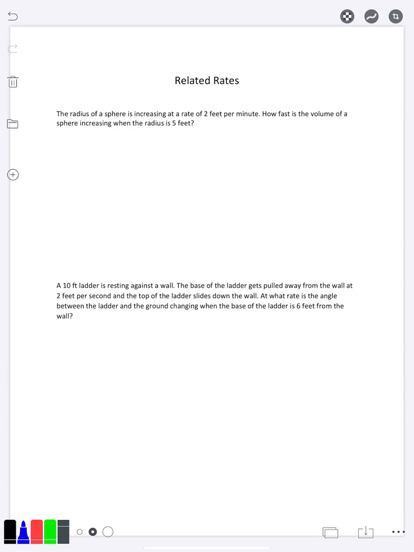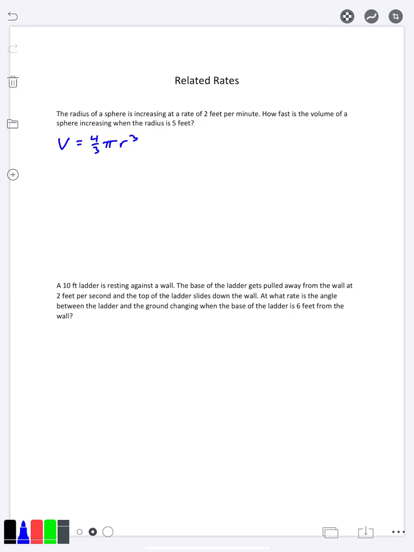It says the radius of a sphere is increasing at a rate of 2 feet per minute. How fast is the volume of a sphere increasing when the radius is 5 feet? So we're talking about a sphere here, and we're talking about a volume, so you need to know that the volume of a sphere is 4/3 pi r cubed. That is our formula. Without that, we literally would not be able to solve this question.